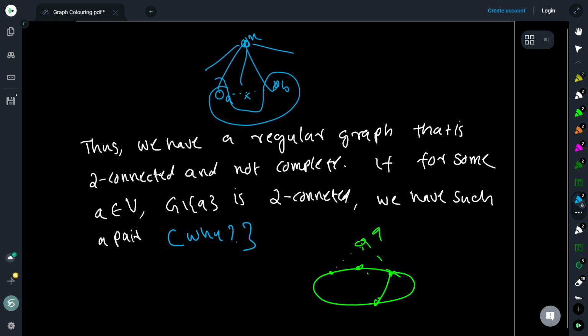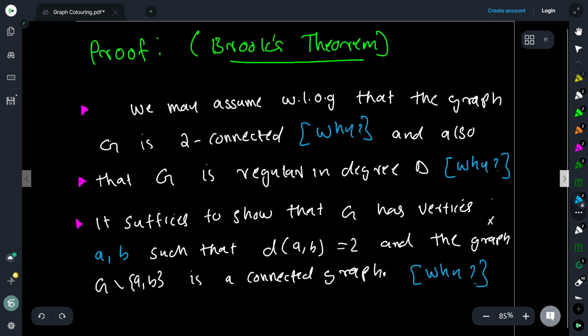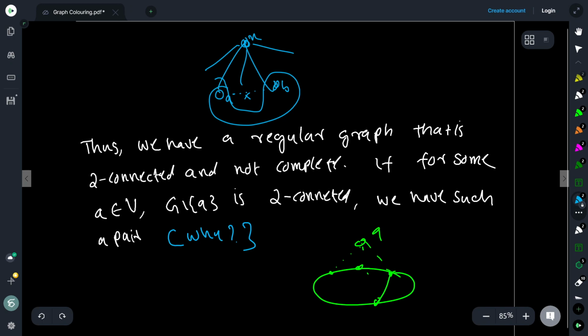And so what we basically show is that we can always find such a pair. So if you have a regular graph that is two connected and not complete, if you can find such a pair, then we are done.